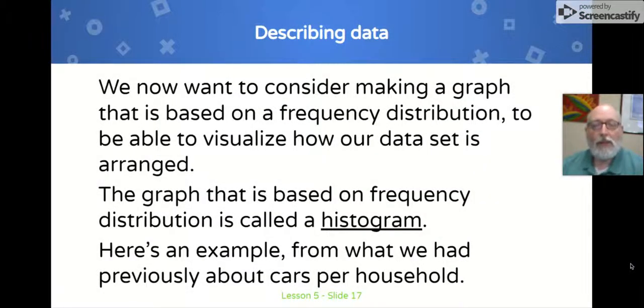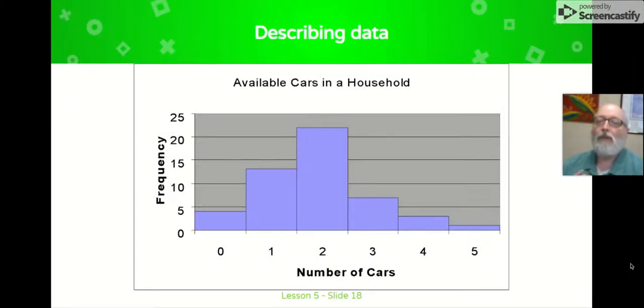We now want to consider making a graph that's based on a frequency distribution to be able to visualize how our data set is arranged. The graph that's based on a frequency distribution is called a histogram. Here's an example from what we had previously about cars per household. Note the title, note the labels on the horizontal and vertical, note the even spacing on the horizontal and the even spacing on the vertical scale.